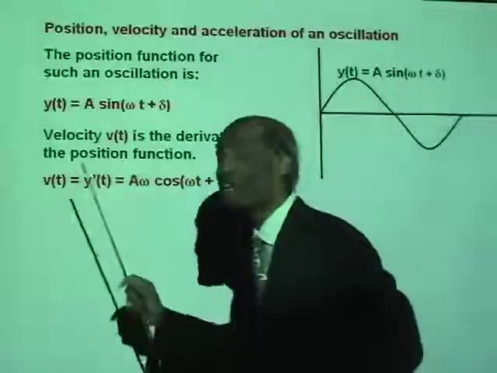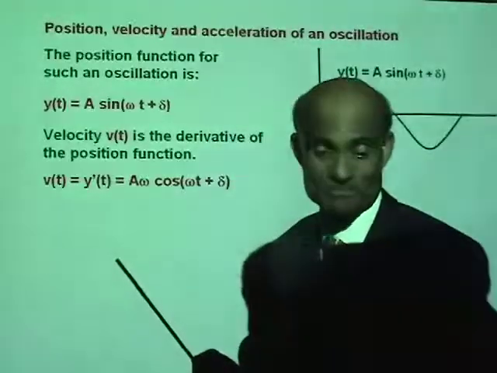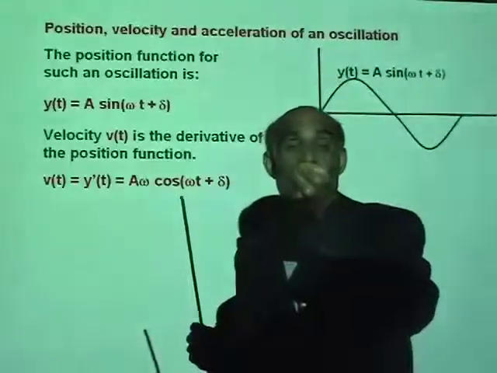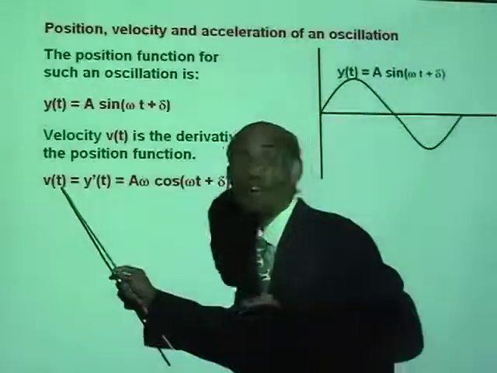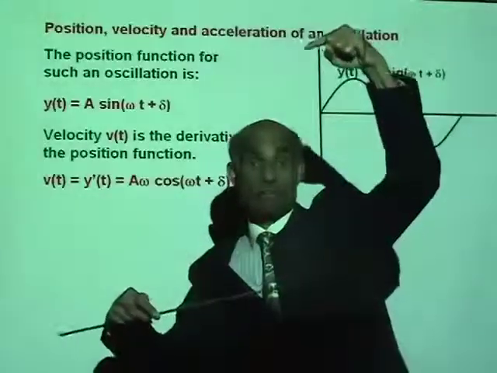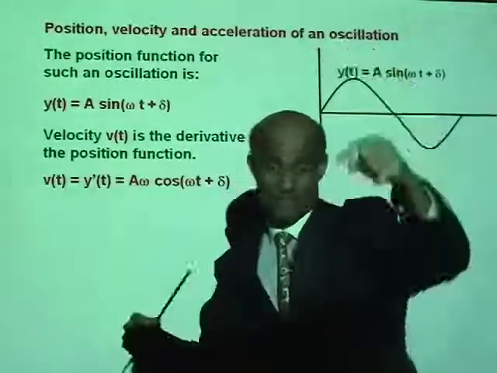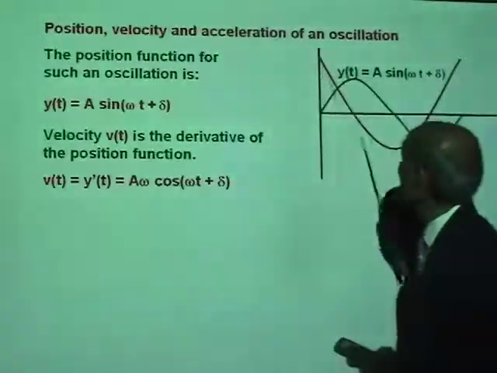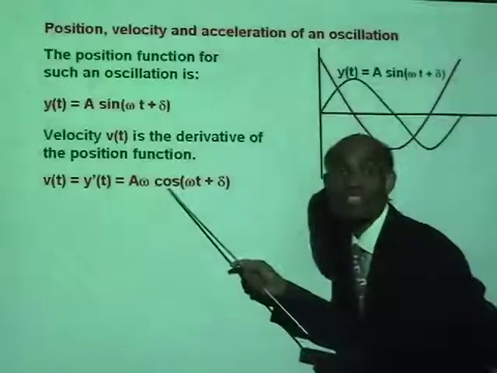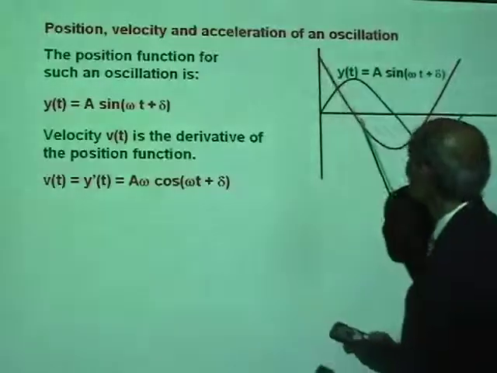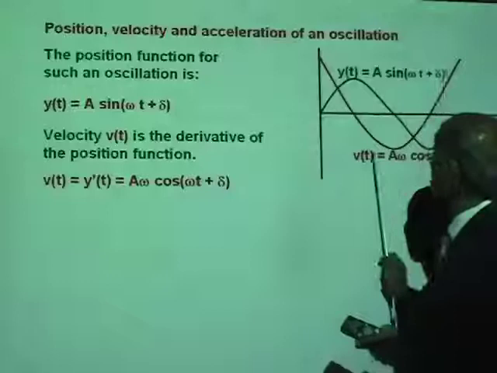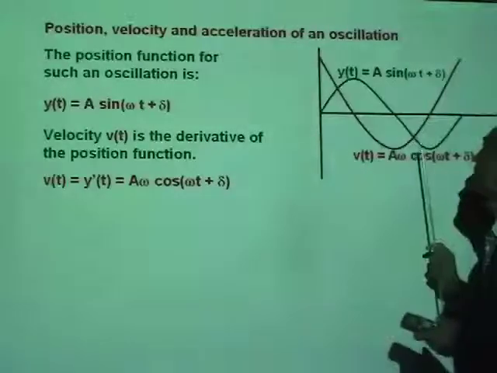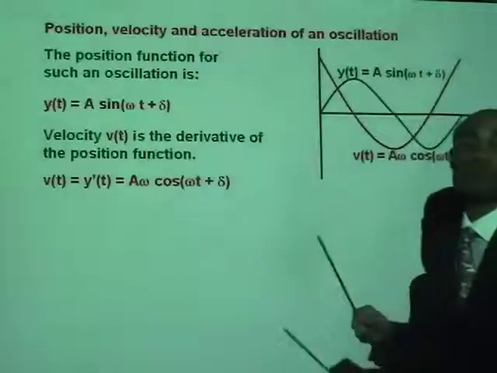Tell me, where is the velocity maximum? The velocity is maximum at the equilibrium position, and velocity is 0 at the two extremes. Is that right? Yes. Alright, so if I now draw the graph of the velocity, velocity is a cosine function. Look at the cosine graph. This is the velocity function, v of t equals a omega cos(omega t plus delta).